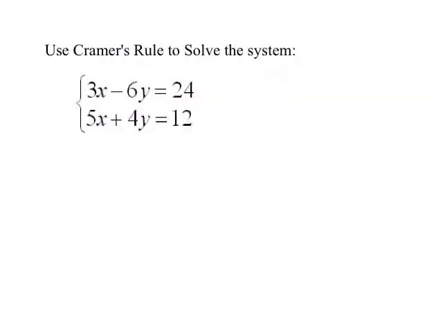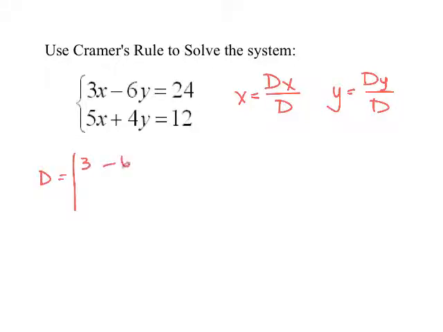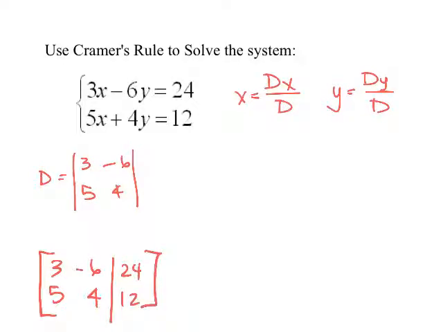All right, let's go through this together. The first thing I need to do is solve for x, which is going to be d sub x over d, and y is going to be d sub y over d. So I need to go find those three determinant values. D is going to be the determinant of the coefficients of my system. Remember, in the augmented matrix, when we had set it up to do row operations, you'd write it like this. And we're finding the determinant of the coefficient part.